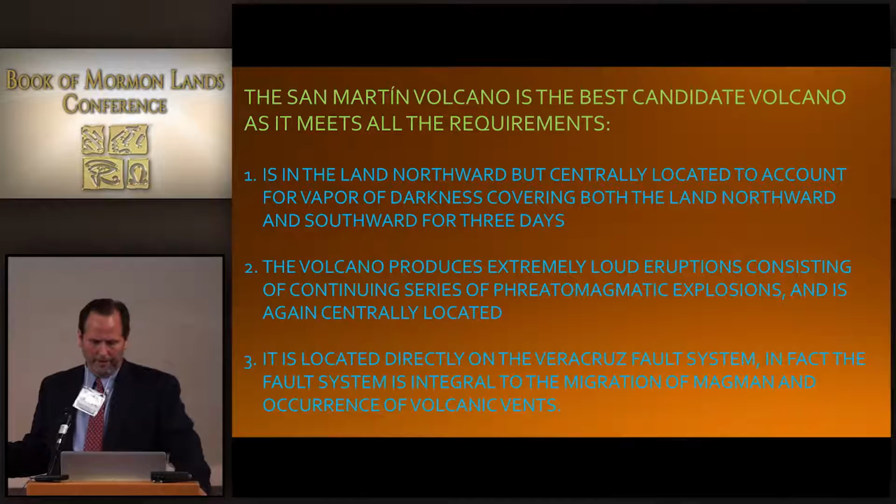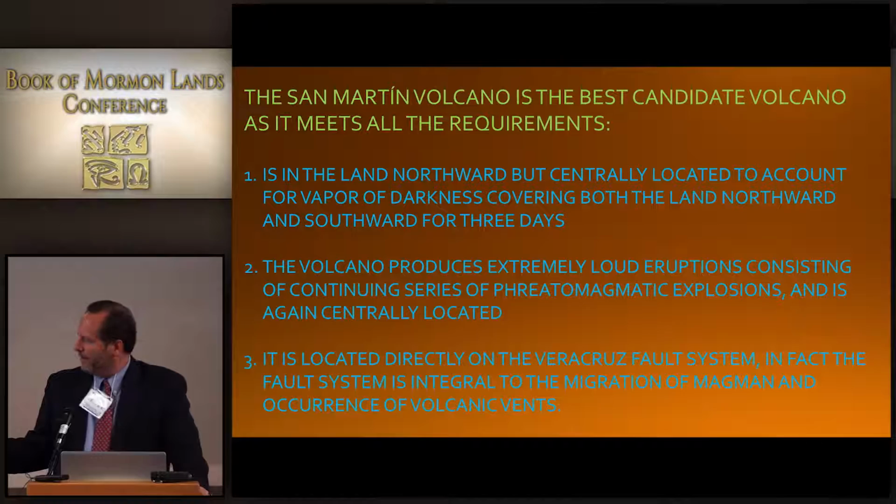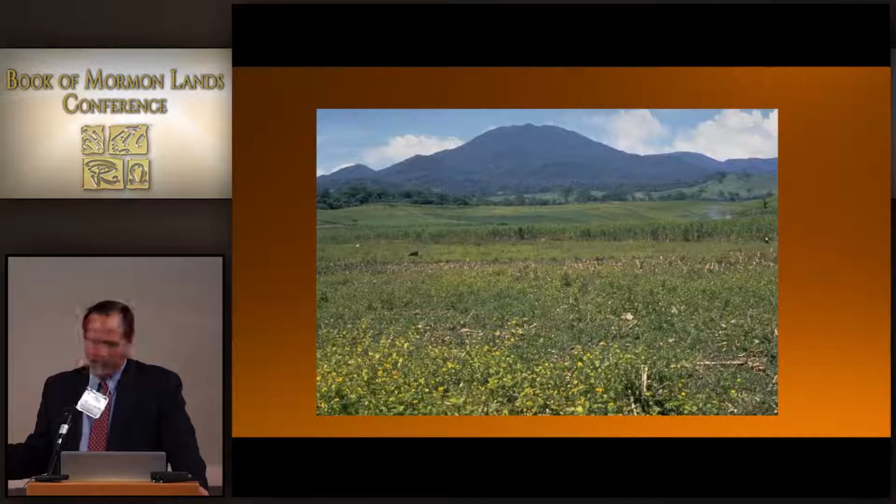Am I running out of time, or how much time have I got? I don't know. But this is a picture of the volcano. Very peaceful.